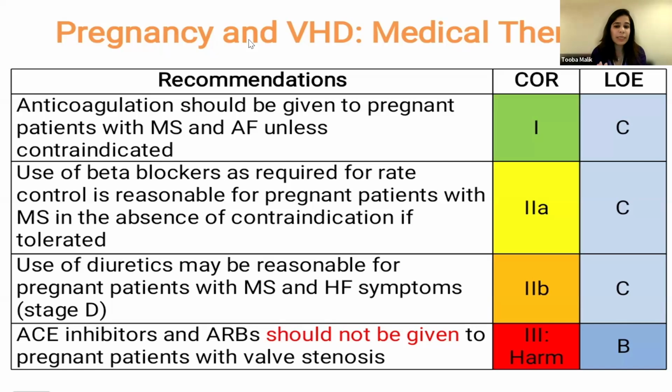And the use of diuretics, again, it is reasonable for pregnant patients with MS and heart failure symptoms. 2B indication, not 1. And then ACE inhibitors and ARBs, obviously they're contraindicated because they're highly teratogenic. So it is a class 3 indication. You do not give it in pregnant patients. So you have to make sure their anemia is corrected. They're monitored closely. You plan C-section early, and all these sort of things.